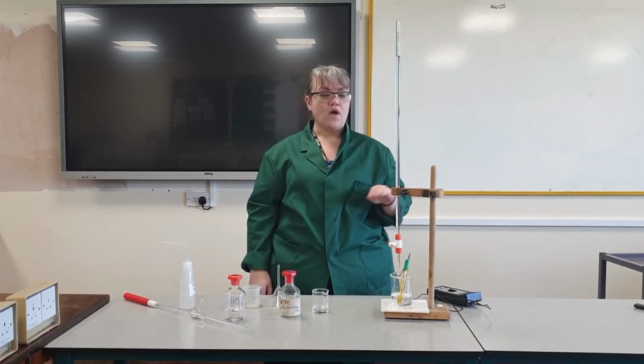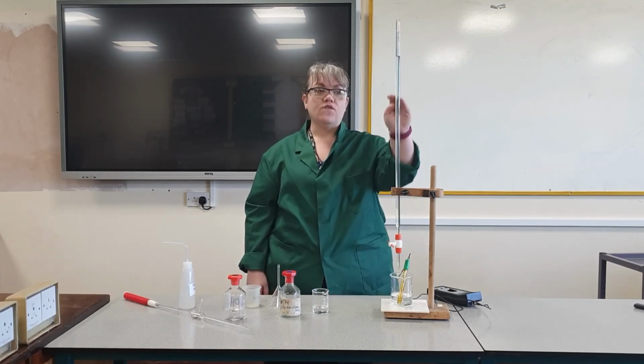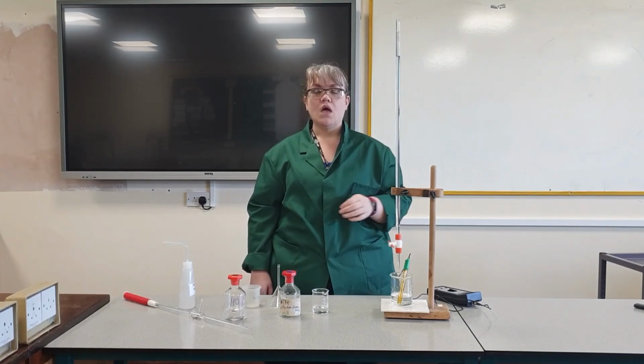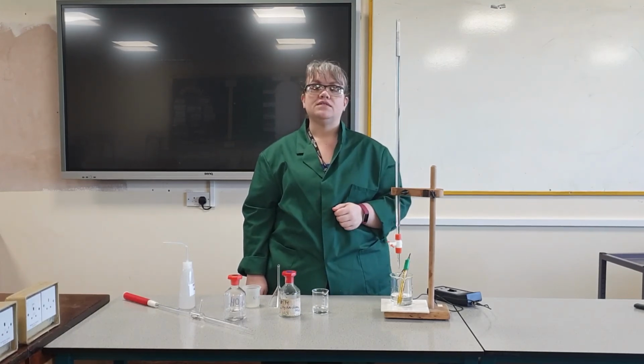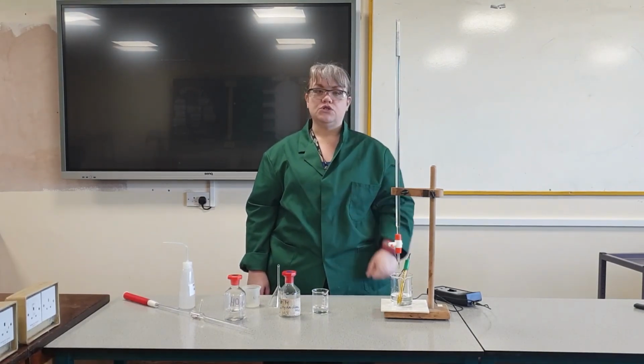I can then find where my equivalence point is when pH 7 is reached and see what volume of acid that was to reach that equivalence point. I can then use that volume of acid to calculate the concentration of my unknown solution.